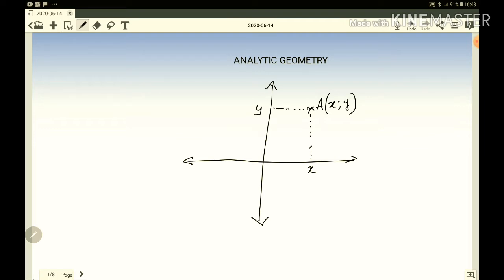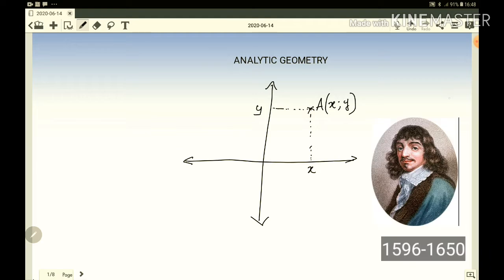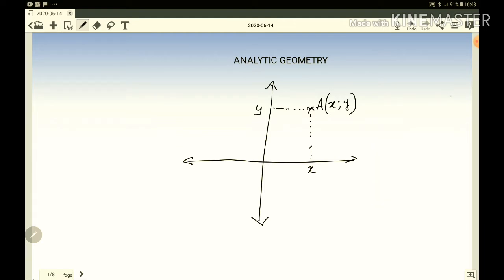The x-axis and y-axis together we call the Cartesian plane. The Cartesian plane is named after the French mathematician and philosopher René Descartes. Apart from mathematics, analytic geometry is used in different branches like physics, engineering, and also in aviation.